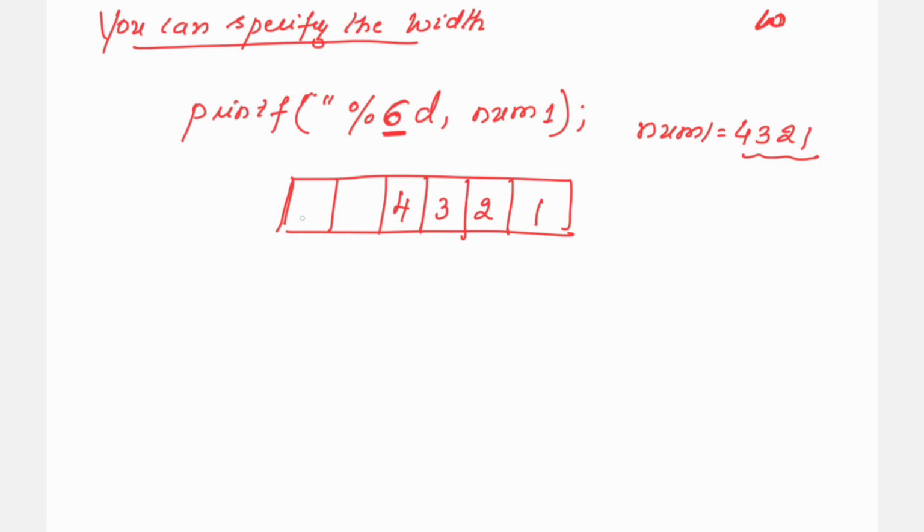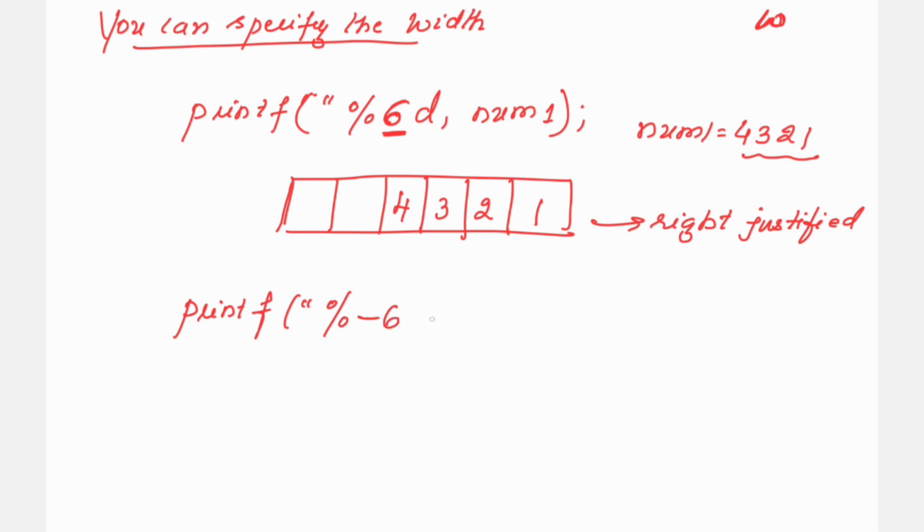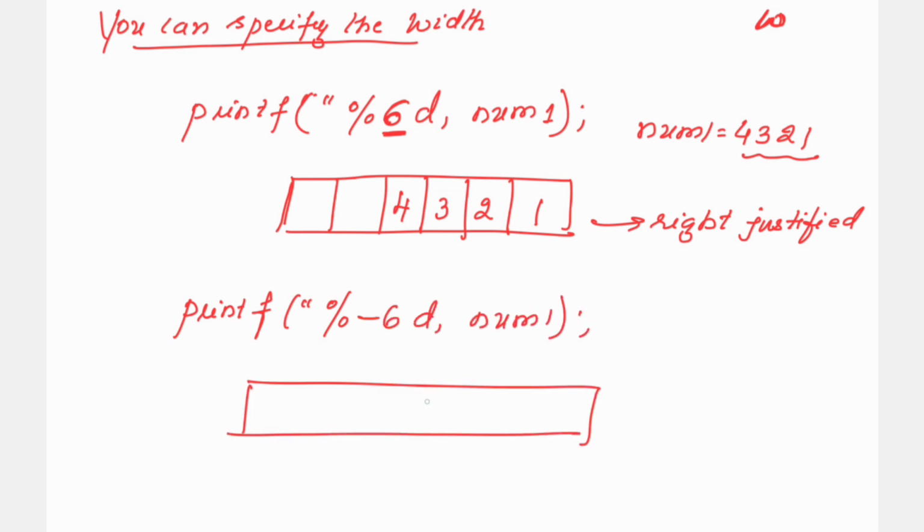What you are observing here is that the starting 2 spaces are not used. Only the last 4 spaces are used here to print this value 4, 3, 2, 1. So we say this is right justified. If you want to make it left justified, then you have to make use of %-6d. So in this case, 6 spaces are there, of course, but it is left justified. So it will print like this: 4, 3, 2, 1.